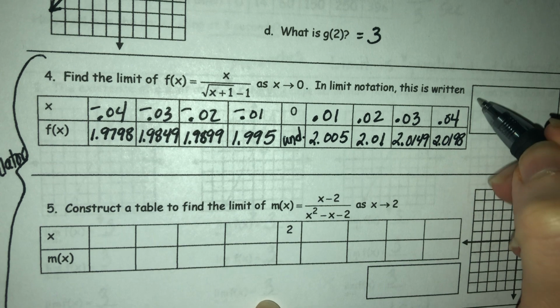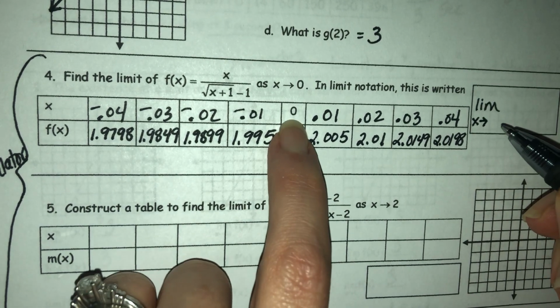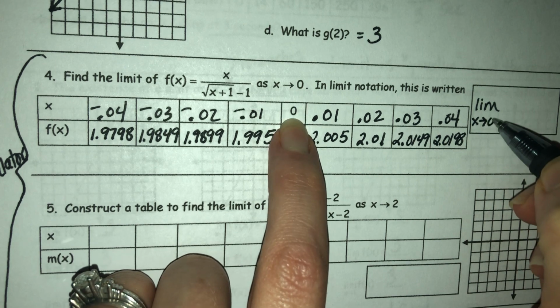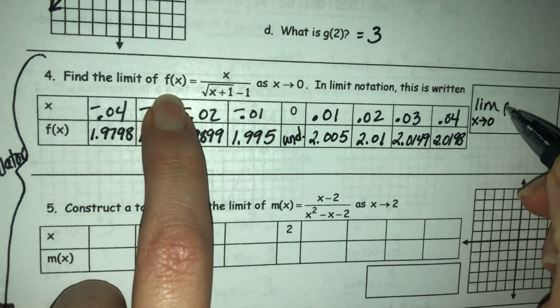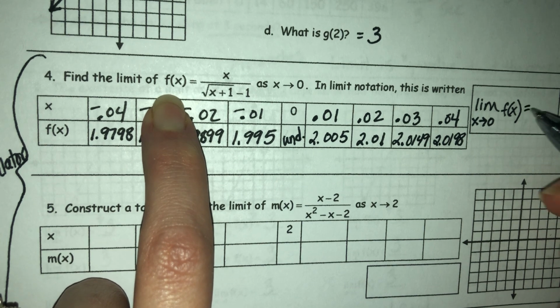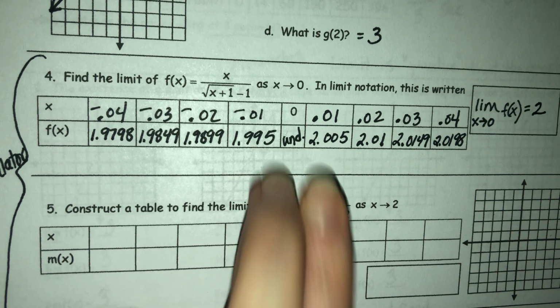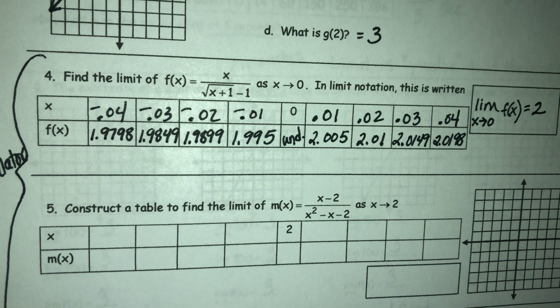So the limit as x is approaching 0 of my function f of x is equal to, looks like it's getting close to 2. This is the best estimate we can make from looking at the data in the table.